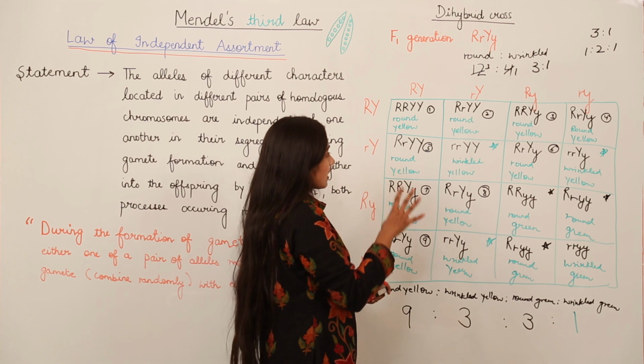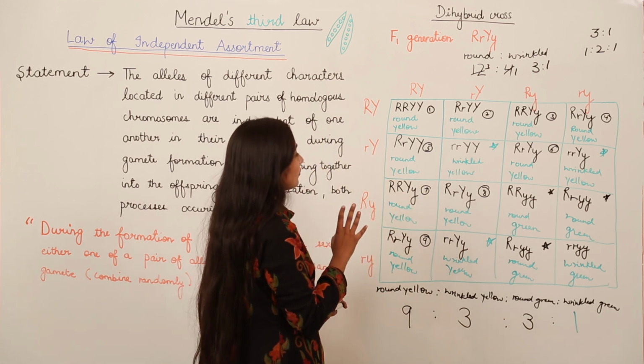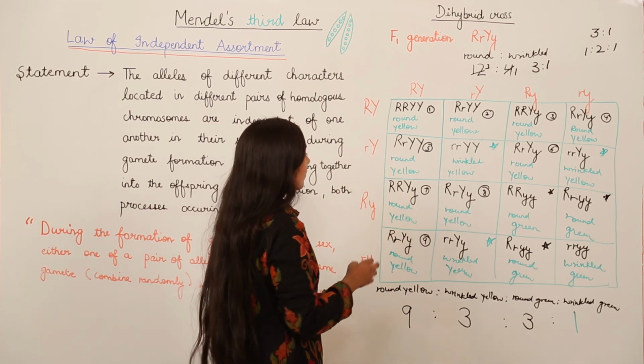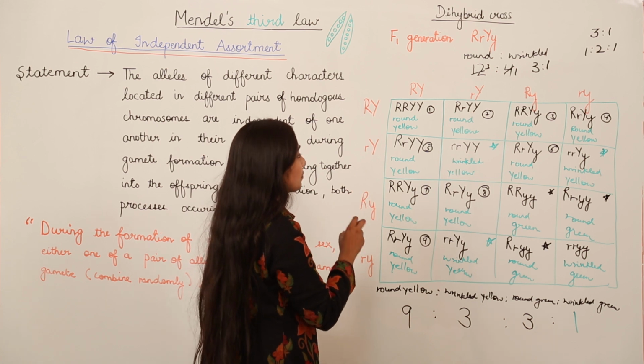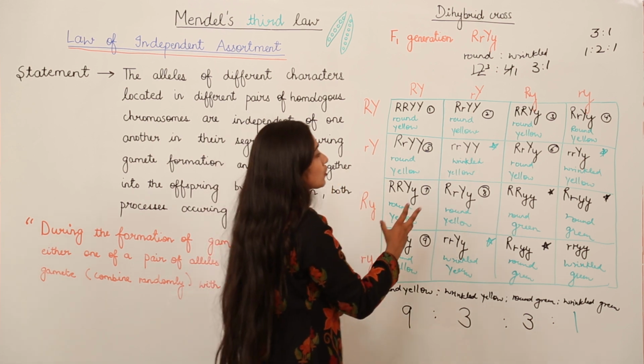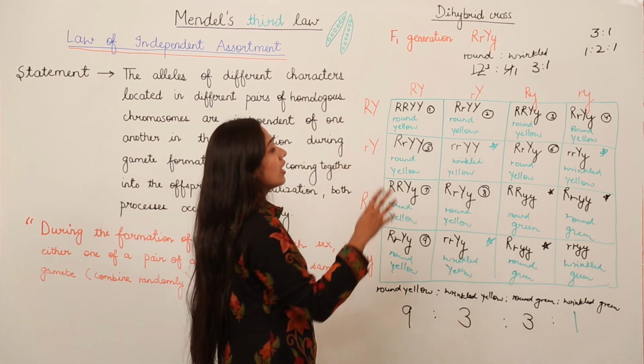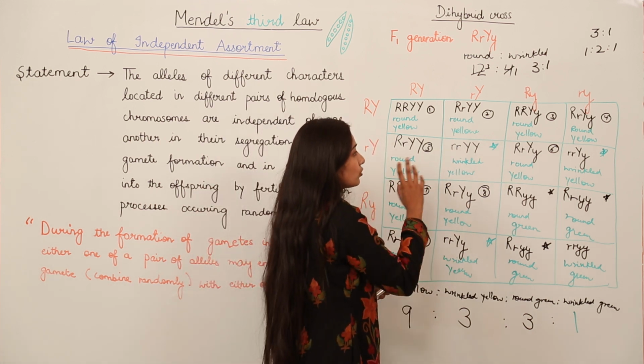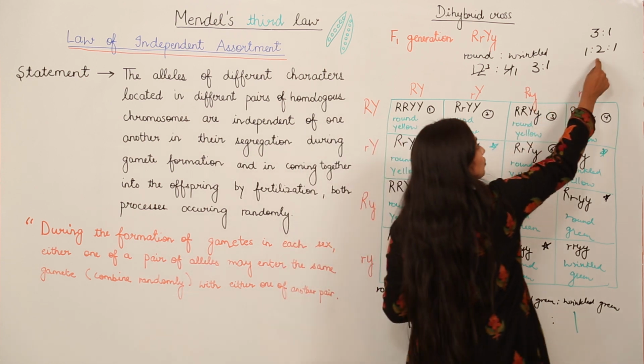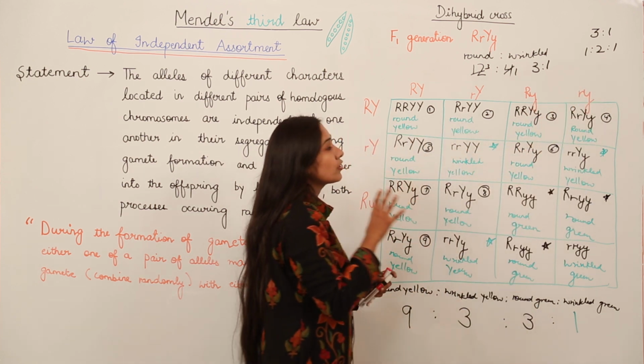Next, we are going to have the genotypic ratio for it. How many seeds are going to be pure round? How many seeds are going to be hybrid round, and how many seeds are going to be wrinkled? Remember, when we arrive at that ratio, it will be 1:2:1. So this is how we are going to prove this.